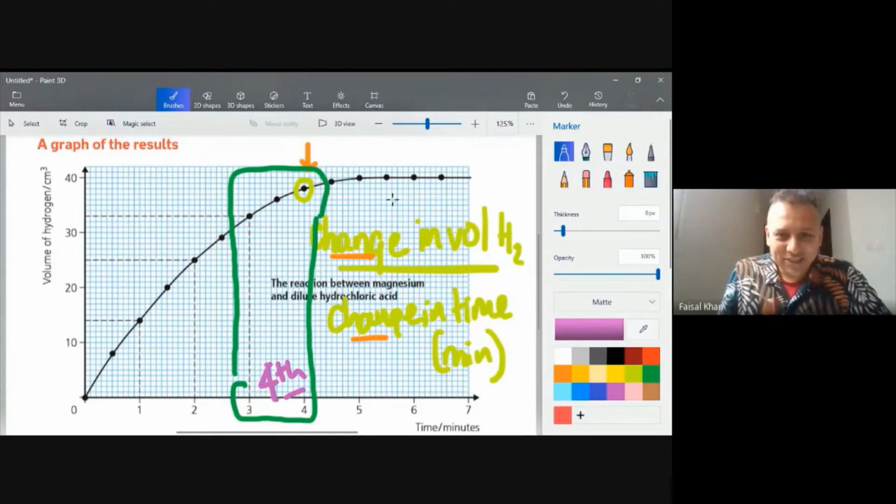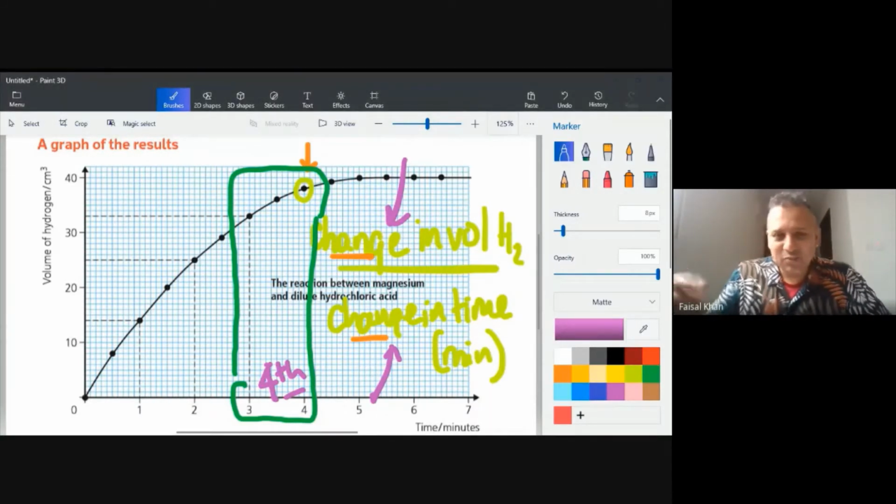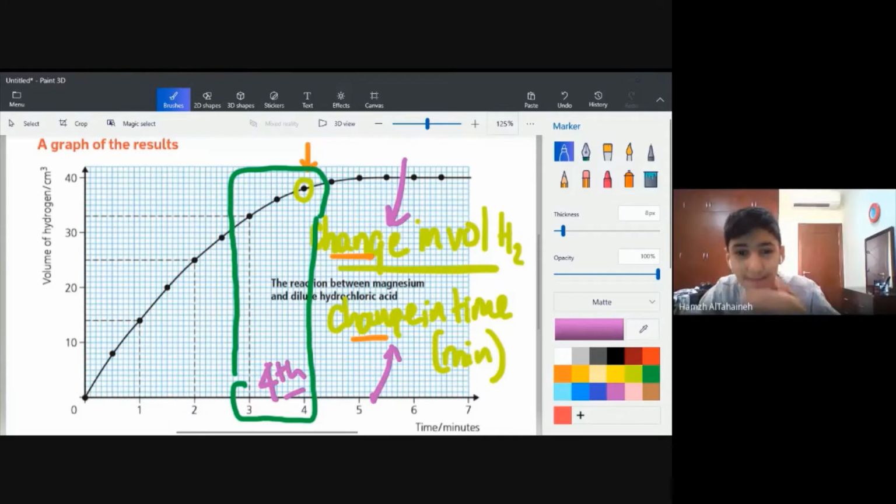So you know what my next question is now, don't you? What's my next question? What is the rate of reaction? Yeah, so we're working out the rate of reaction. The rate of reaction can be rewritten as change in volume of hydrogen divided by change in time. So what's my next question? What's the question I'm about to ask? Mohammed, what do you think?